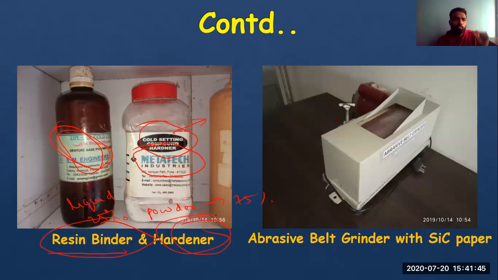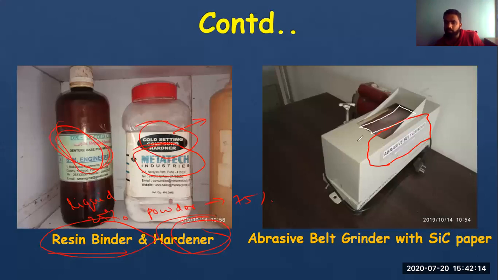Once you prepare this sample in a mold, you have to do some processes. What is the first process? You have to take this on the abrasive belt grinder. Its name is abrasive belt grinder. Once you start the motor, you can see this part. Let me change the color. I hope you are able to see this part.